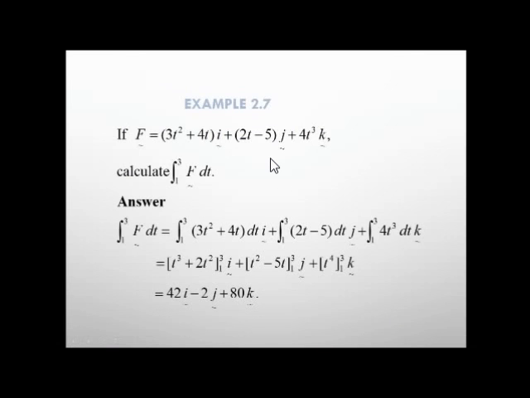For these things, only the examples are enough. This gives a clear view about how to solve them. If f is given as 3t square plus 4t I cap plus 2t minus 5 j cap plus 4t square minus t cube k cap, then we need to calculate the integral of f dt from 1 to 3. Just integrate each component individually with the limits 1 to 3, and you'll get the result.